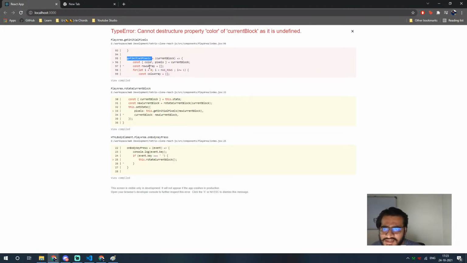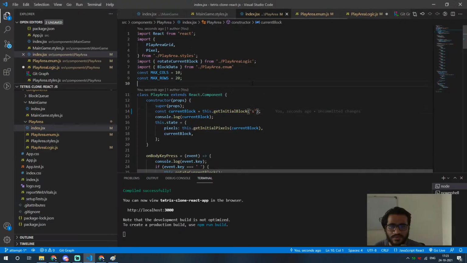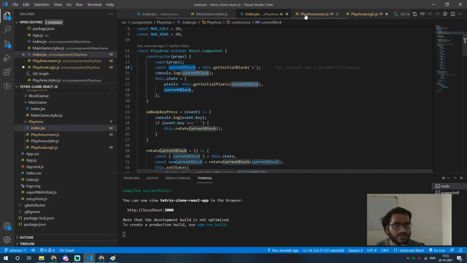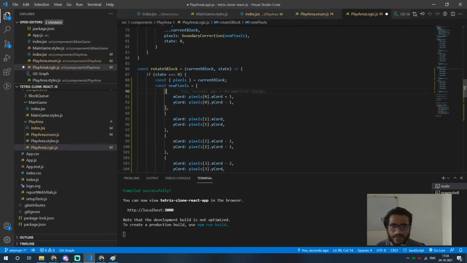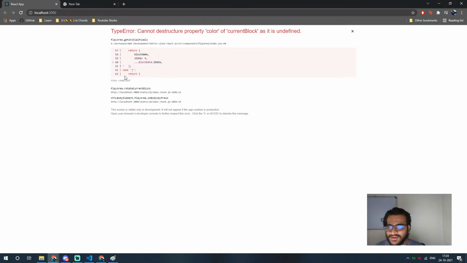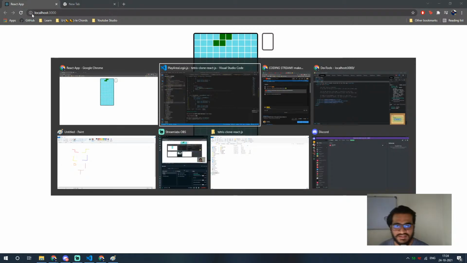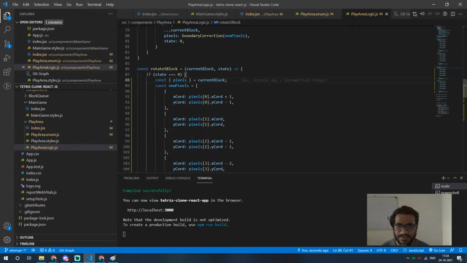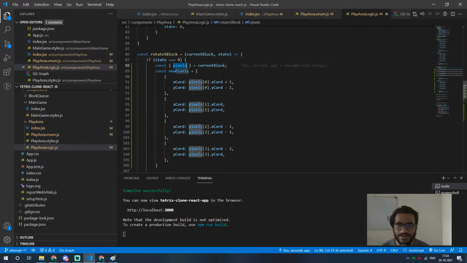Get initial pixels, current block, cannot destructure color of current block as it is undefined. Where, bro? Okay, right. After rotating it was undefined. It is not saved. Let's just not press space right now. Let's continue with this. I get distracted too quickly.